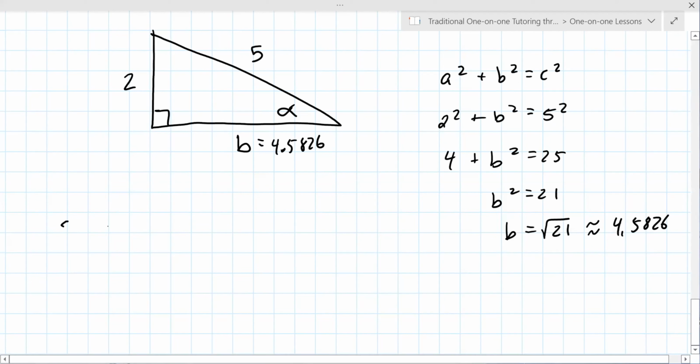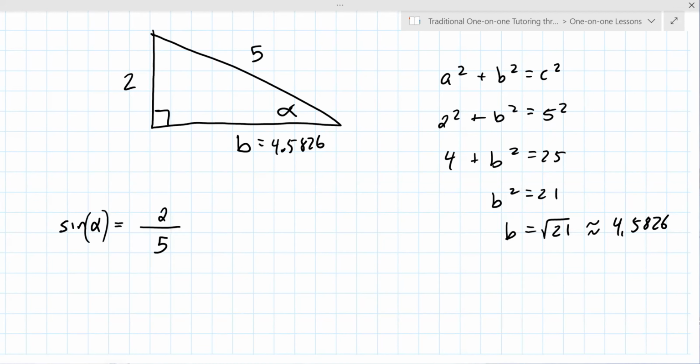Sine alpha equals 2 over... Wait. Isn't sine opposite over hypotenuse? It is. Sorry about that, a mental lapse there. Yeah, sine alpha is opposite over hypotenuse, 2/4.5826.